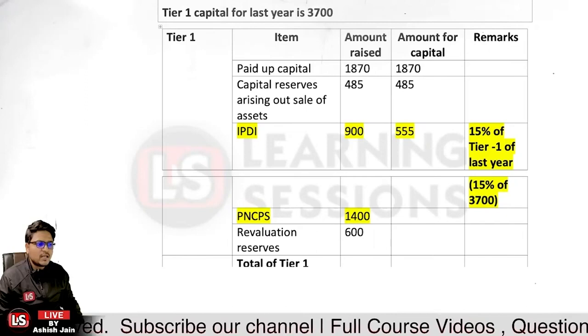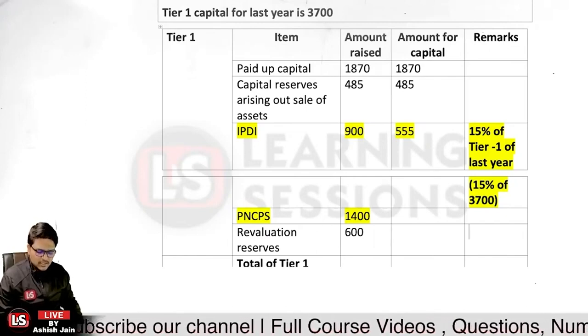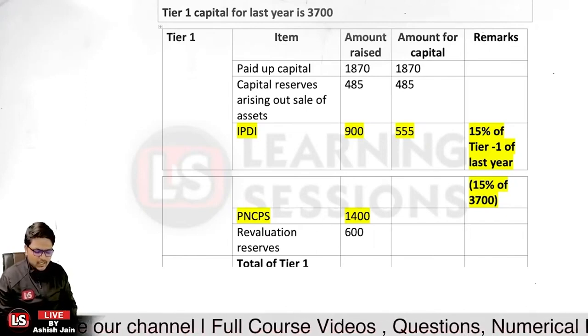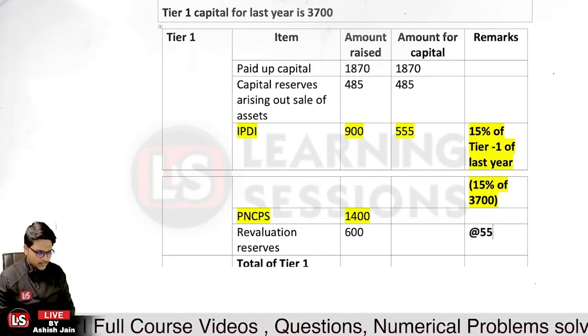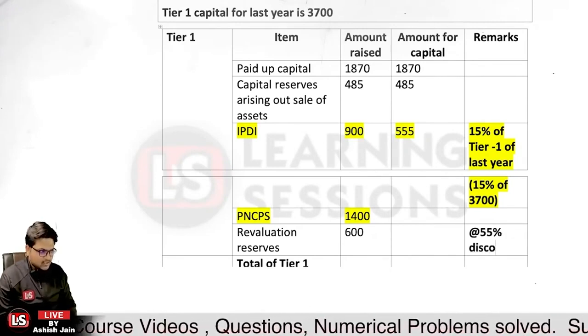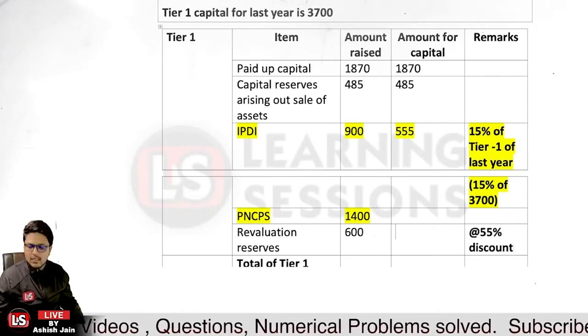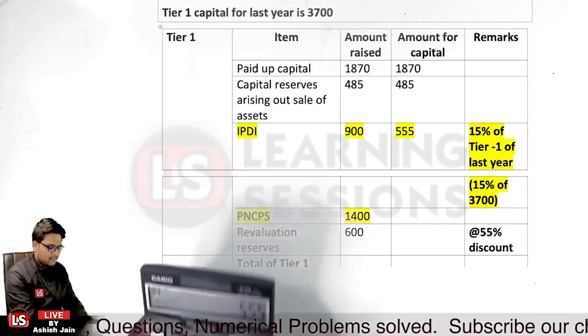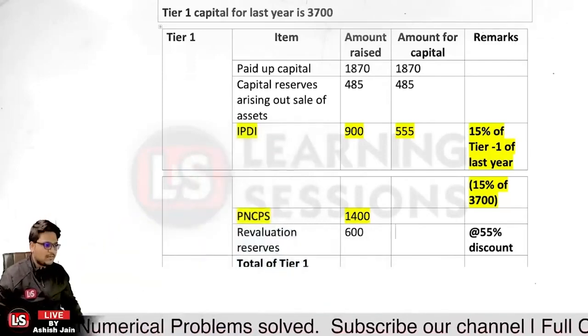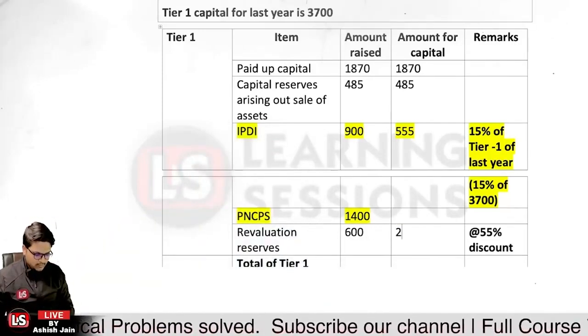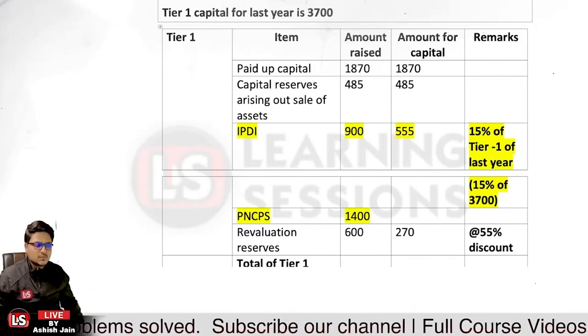First of all, we will be solving the revaluation reserves. The revaluation reserves are to be taken as a part of the tier 1 capital at what discount? At 55% of the discount. So 600 minus 55%, it is 270 in this particular case. For the revaluation reserves, it will be 270.